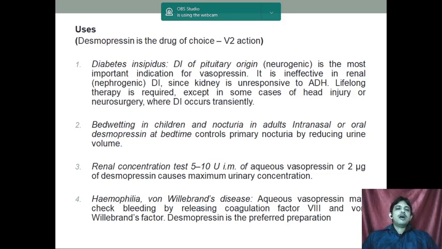If we are using aqueous vasopressin, we can give 5 to 10 units intramuscular injection, or desmopressin 2 microgram. Other than that, in hemophilia and von Willebrand disease, aqueous vasopressin may check the bleeding by releasing coagulation factor 8 and von Willebrand factor. In such conditions also, desmopressin is preferred.